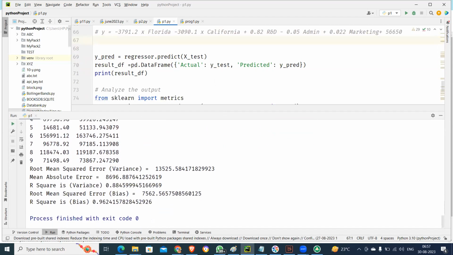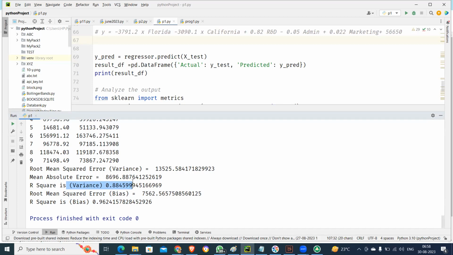If you see, what is the RMSE value? RMSE value is 7,562. R square is 0.96. 0.96 means we are doing a good job, right? We are doing better. Now, your variance is 0.88 and bias is 0.9. Now, you see this. Bias is 0.96, the training data is 0.96. Variance will be 0.88. So, which is right?